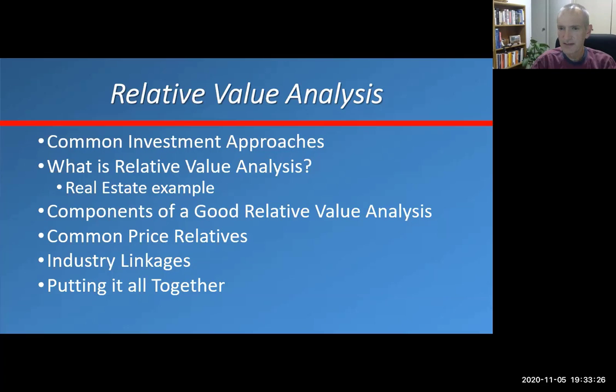I'll give you an example from real estate. Some of y'all have seen this example before, but it's a good way. We do relative value analysis in real estate quite naturally. It's the most obvious thing that we do. We do it with stocks as well. It just looks different. Then the components of good relative value analysis.